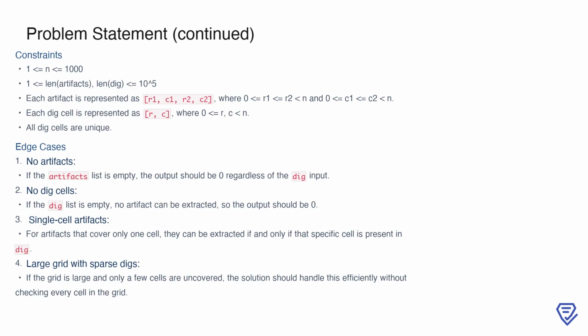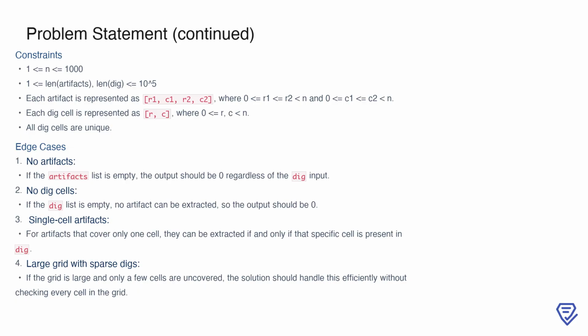Finally, let's discuss the constraints and edge cases. The grid size n can range from 1 to 1000, and the number of artifacts and uncovered cells can each go up to 100,000. Each artifact is defined by its top left and bottom right corners, and every dig cell is unique. In edge cases, if there are no artifacts, the output should be 0 regardless of the uncovered cells. Similarly, if no cells are uncovered, no artifacts can be extracted, so the output is also 0.